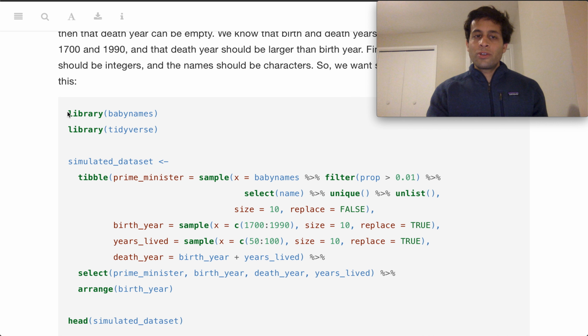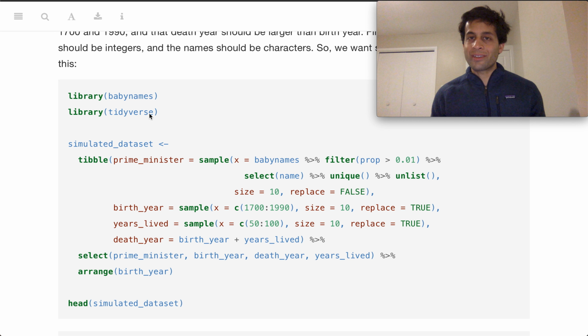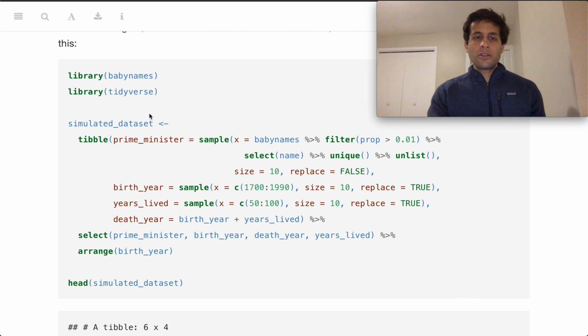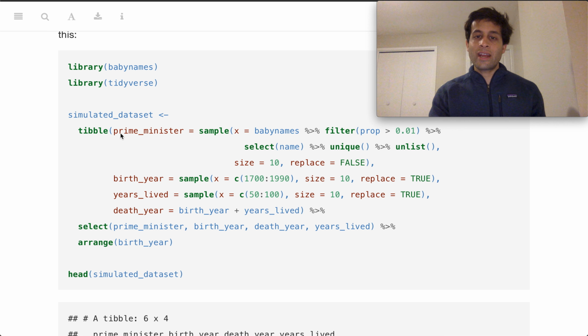So let's get started. We're going to use the babynames package to generate more realistic names for our prime ministers, and then the tidyverse, which is going to make a whole lot of things much easier. So our simulated dataset is going to be made up of a list of 10 prime ministers, and here I am just sampling from some of the first names in the babynames package and sampling 10 of those. I use replace as false so that, say the name Rohan, if we use it once, it's not going to come up again. And so that's just so that we get a unique set of 10 names.